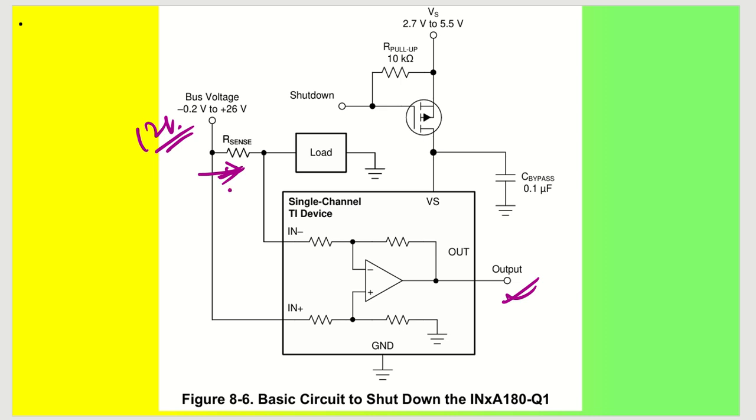Now what is happening is, let us say we don't want the output to come. Okay, so at that time what we can do is we can shut it down. So let us say this is my shutdown mode, right? So what is happening, this is my P channel MOSFET. Okay, P channel MOSFET.